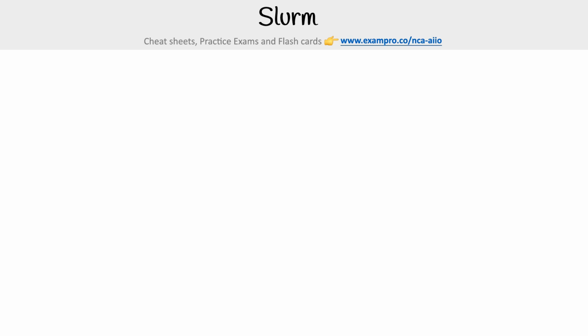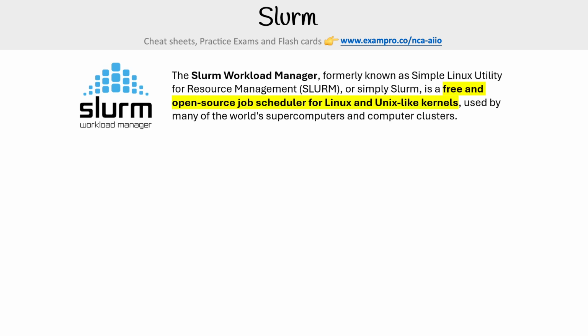All right, folks, let's take a look at Slurm. Slurm is the Slurm Workload Manager, formerly known as the Simple Linux Unix Resource Manager, so that's probably where the name comes from. Simply, Slurm is a free and open source job scheduler for Linux and Unix-like kernels, used by many of the world's supercomputers and computer clusters.